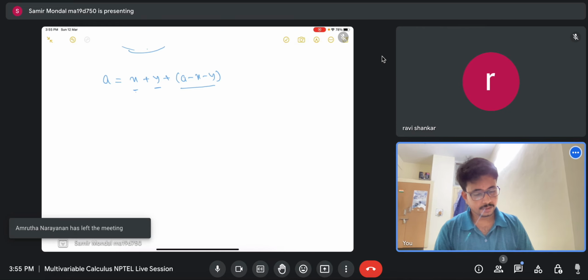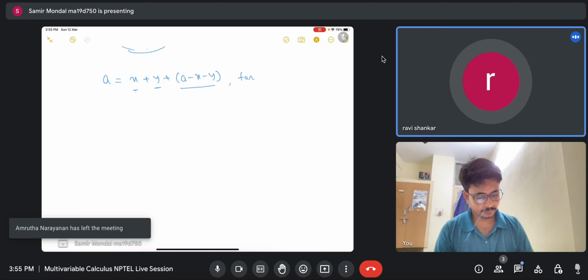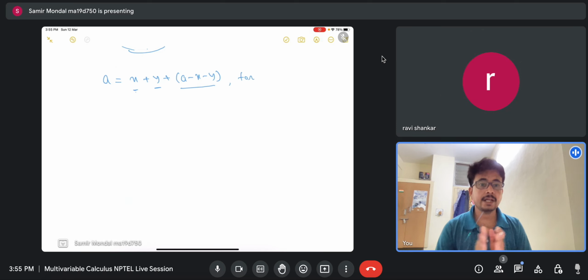Sir, here does x equal y, or may they be different? Not all are different. Now we are taking x and y as arbitrary, so they may or may not be equal. We'll go through the maths process. If we get them equal, then equal; if we get that they are different, then they will be different. We don't know right now, but our guess is that they should be equal.